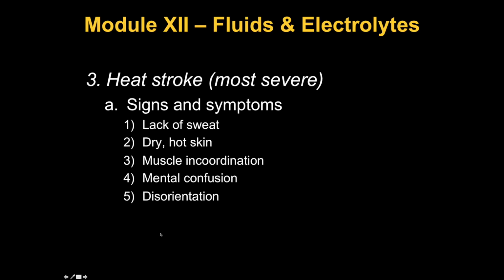As far as heat stroke is concerned, this is where the person stops sweating. That's very, very dangerous, as we know that sweating provides a very important mechanism to the human body as far as being able to cool the body off. So one of the symptoms that you'll see is that they have dry, hot skin. And this is very, very dangerous. It will lead to muscle incoordination, mental confusion, disorientation, and if it persists, can lead to the person's death. So we want to make sure that they get immediate medical attention with heat stroke.